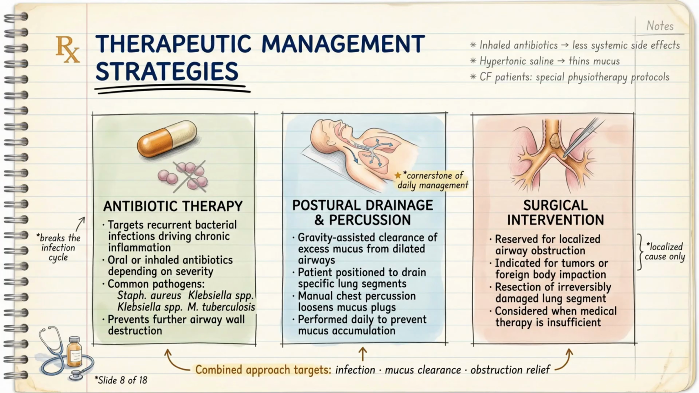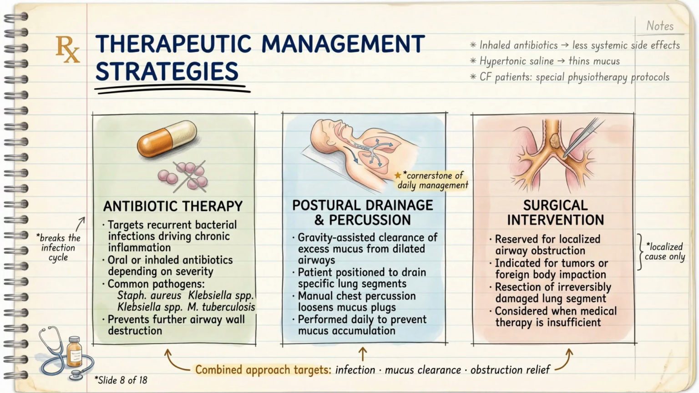Treatment targets 3 pillars: infection, mucus clearance, and obstruction relief. Let us walk through each. Antibiotic therapy. The goal is to target the recurrent bacterial infections driving the inflammatory cascade. We use oral or inhaled antibiotics. Inhaled preparations give us direct airway delivery with fewer systemic side effects. Common pathogens we target include Staph aureus, Klebsiella, and in the right clinical context, Mycobacterium tuberculosis. Breaking the infection cycle prevents further airway wall destruction.